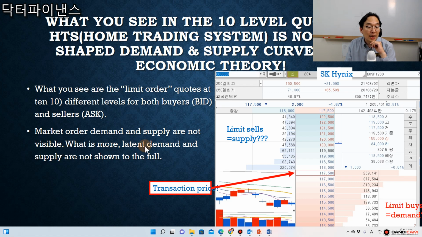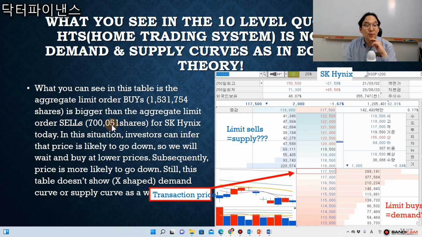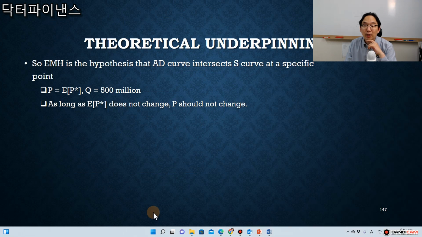What is more, latent demand and supply are not shown in full. So that's why I say it's not really the demand and supply curve that is shown. What you can see in this table is that the aggregate limit order buys are bigger than the aggregate limit order sells for this company. In this situation, investors can infer that the price is likely to go down, so we will wait and buy at lower prices. Subsequently, the price is more likely to go down. Still, this table doesn't show this X-shaped demand curve or supply curve as you've seen before. Anyway, that's a more advanced concept. You don't have to remember all these things. We'll move on. Now, as I said before, what are the scenarios that can justify this flat demand curve? Okay, flat demand curve.